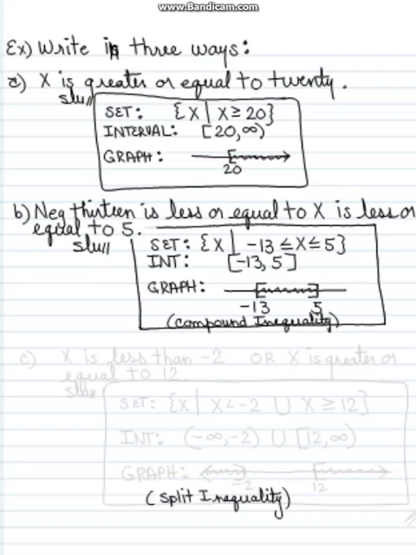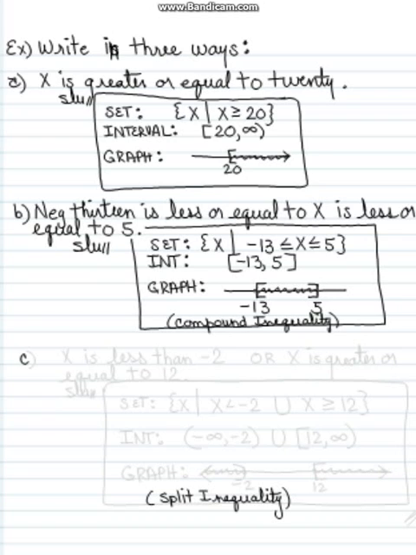Now, I just want to say that when you have this type of inequality that has x in the middle, a number on the left, a number on the right, and the two inequality signs are always pointing in the less than direction when you have it in standard form, this type of inequality with the x in the middle is called a compound inequality.